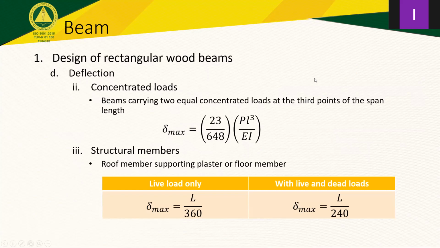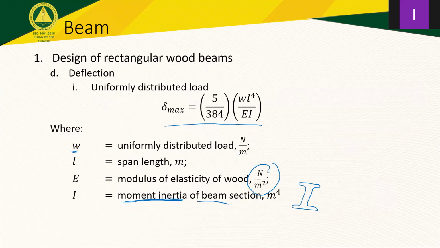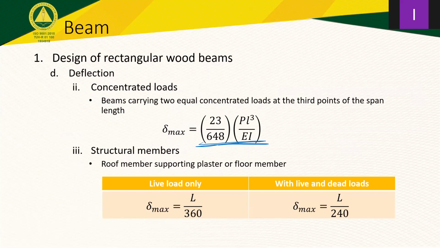All right, for concentrated loads, we have 2 equal concentrated loads at the third points of the span length. This is 23 over 648. Now, again, this is derived, but in any case, these are very much computable using the shear moment diagrams and the modulus of elasticity of the material. For structural members, particularly roof members supporting plaster or floor members, we have the maximum allowable deflection for those with live loads only at L over 360, while if there are dead loads, we have L over 240.